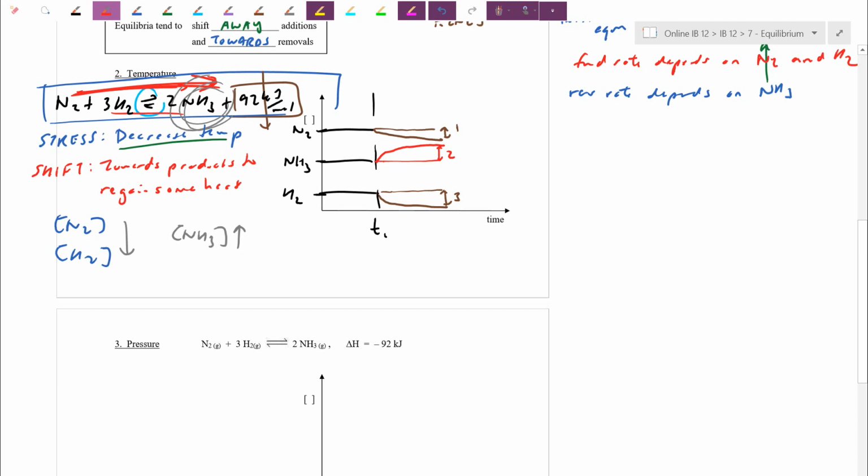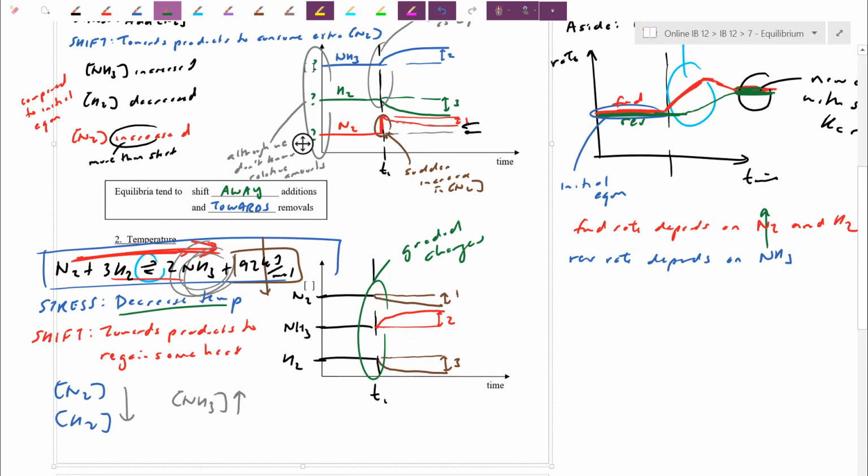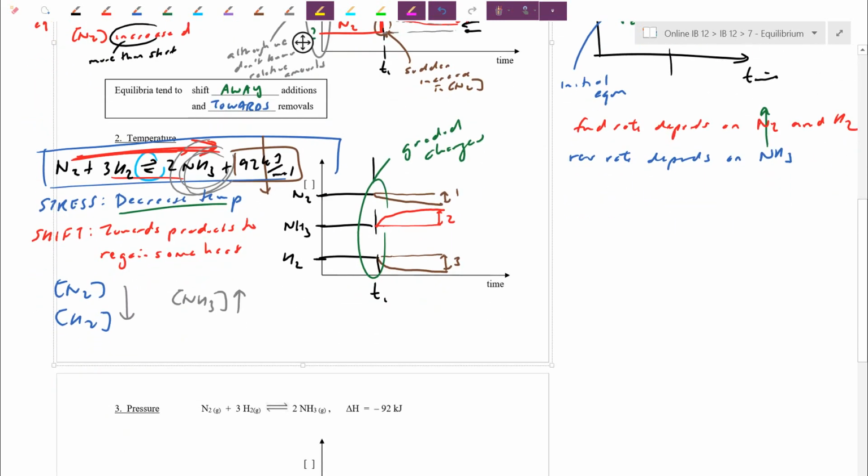So therefore, for a temperature change, we see gradual changes. All of them are gradual changes. There are no sudden spikes. Like earlier, we had a sudden spike in N2 because that one went way up. Notice in this case here, this one is a temperature change.